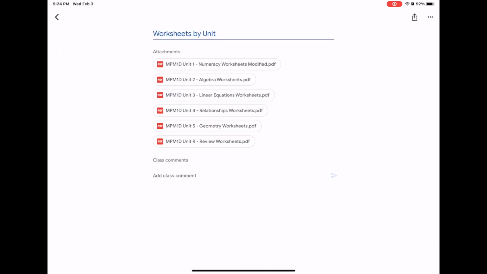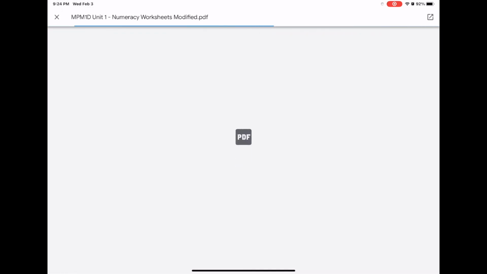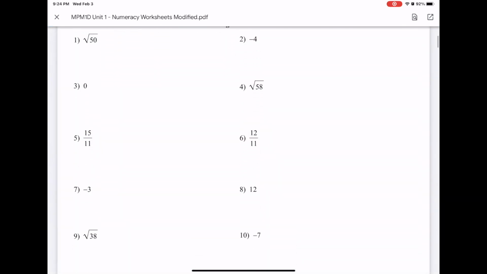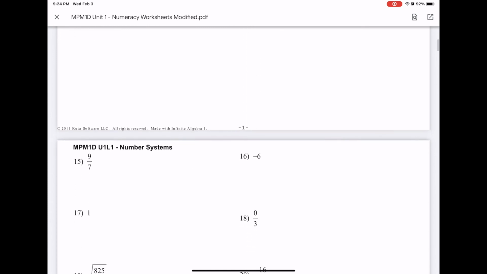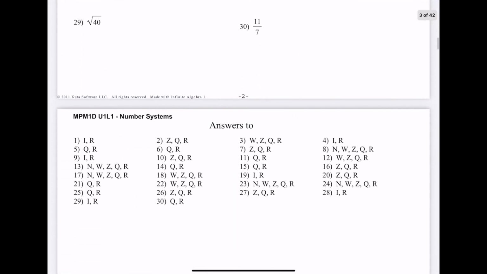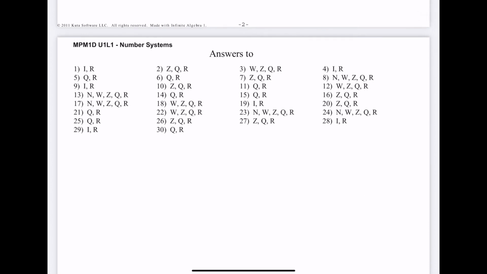Now let's look at the worksheets. These are all of the questions that go with your videos. At the top, it tells you the unit number and lesson number. You complete the work, and then at the end of the worksheet is an answer section. Please check your answers before asking any questions. I don't need to talk to you about questions you got right, only the ones you got wrong.